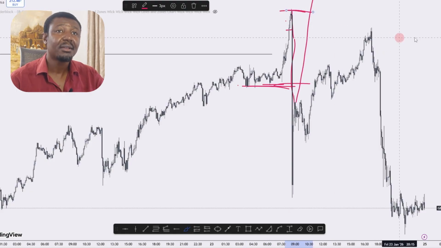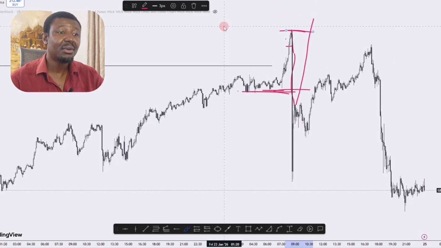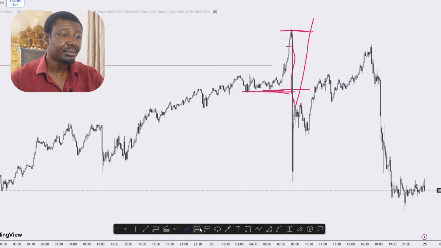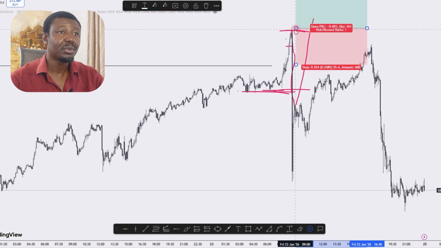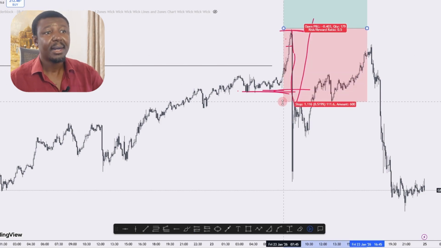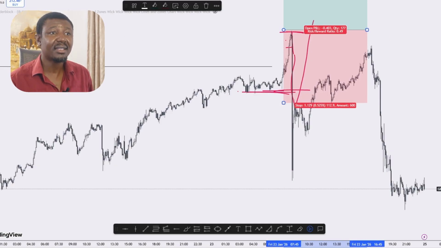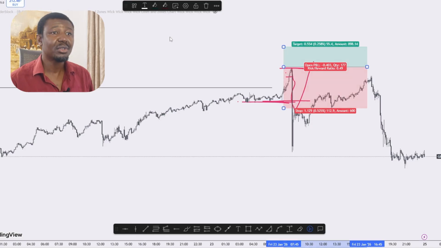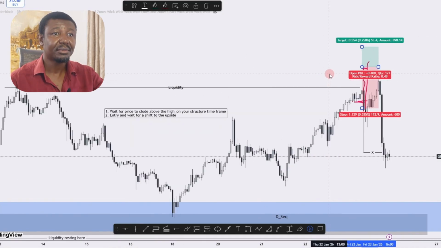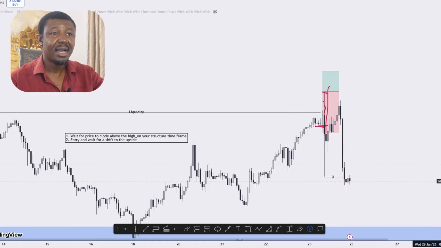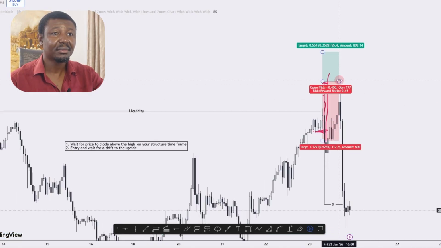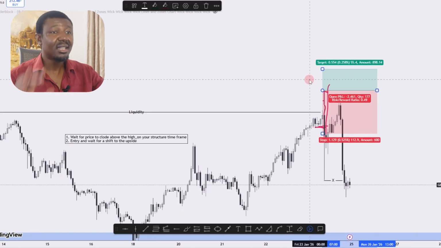On your entry time frame, you can now come and put your position here, place a buy above the close, put your stop loss below this zone right here, and then target a high. Let's say we go to the 1 hour time frame, so we can now come and adjust our entry. Okay, so guys, there you have it.